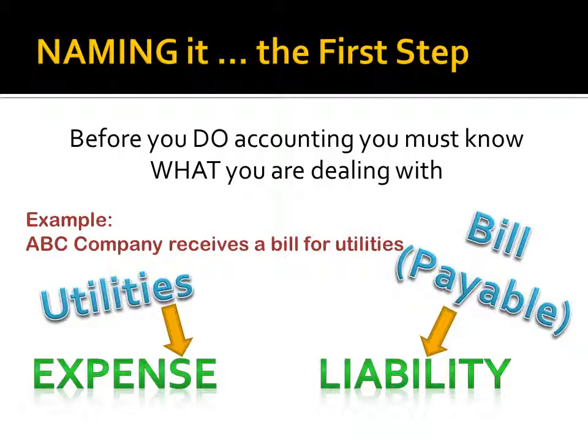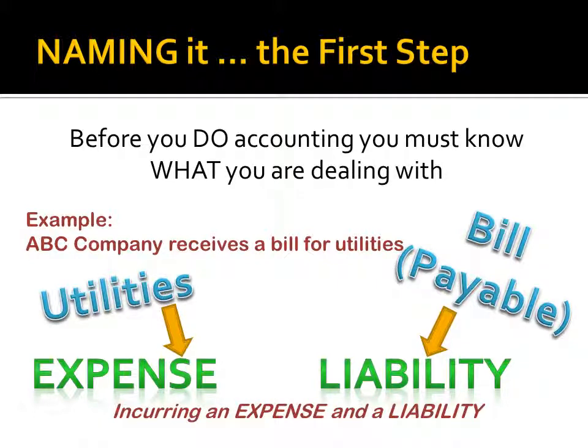That utilities expense, by the way, and all the other temporary accounts get closed at the end of the period. And the net effect of all of those accounts is either going to increase or decrease our equity. So all the activity during the month that doesn't show up on the balance sheet during the month is going to end up showing up on the balance sheet through a change of our equity at the end of the period. So here we've incurred an expense and a liability at the same time.